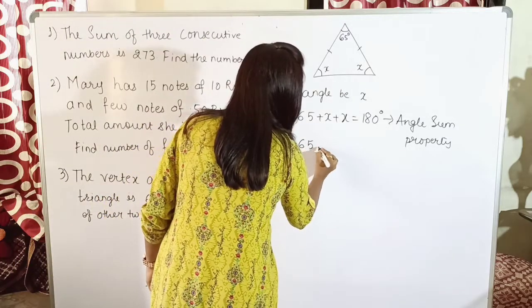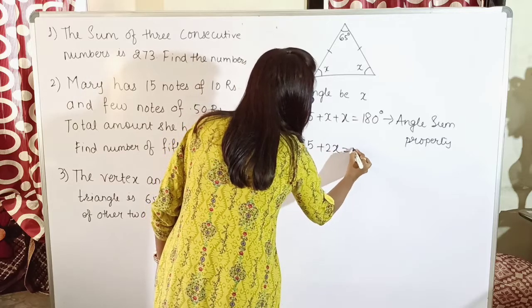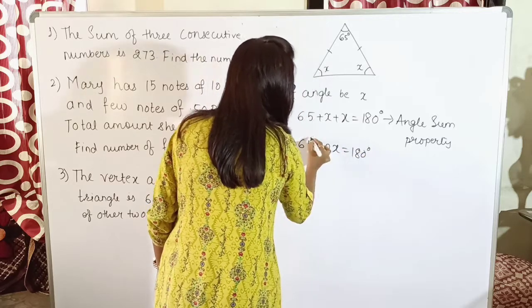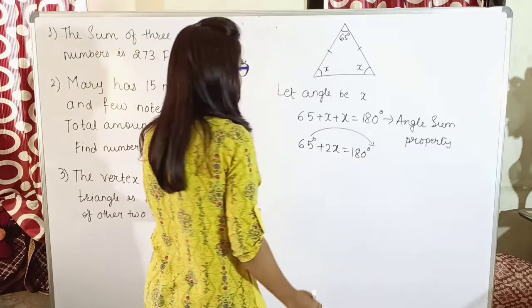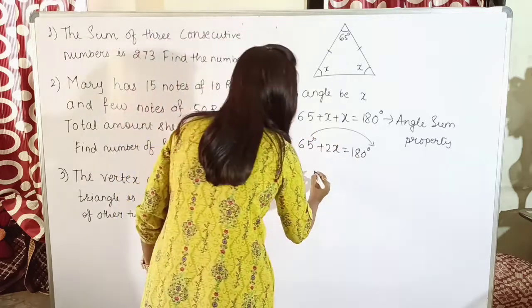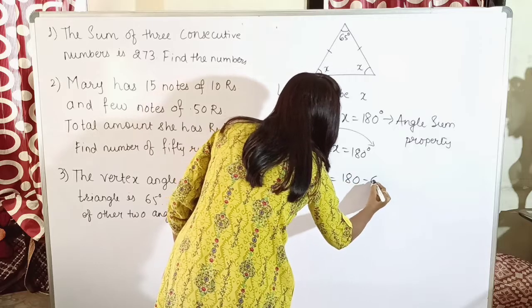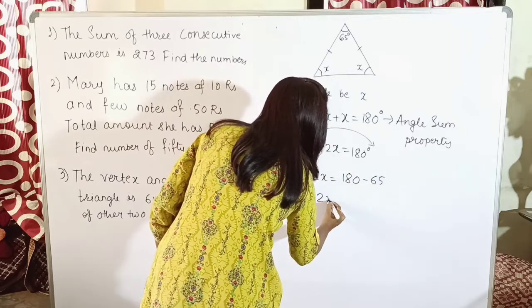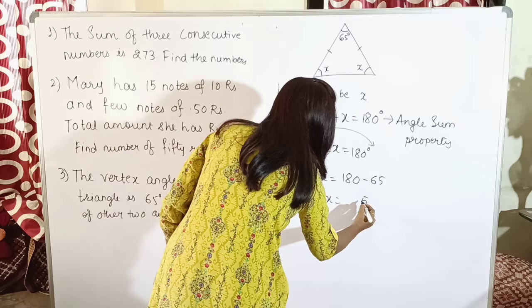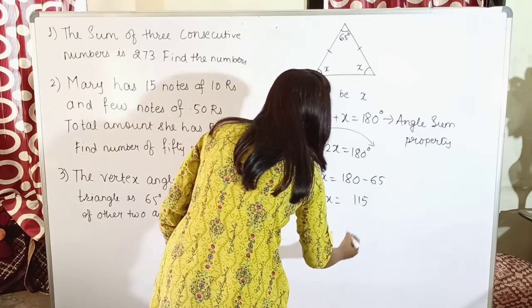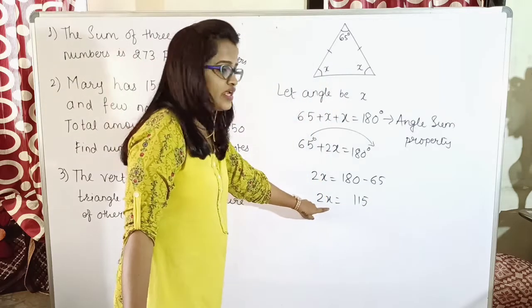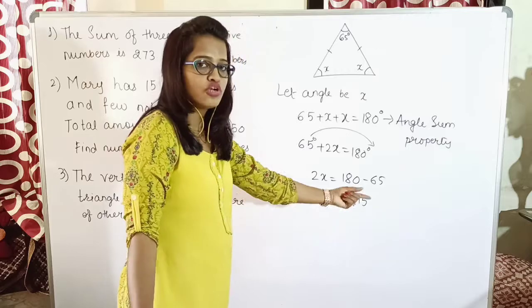It gives me 65 plus 2x equal to 180 degrees. Let us shift this 65 to the other side. Here it is in addition. After going to that side, it will go in subtraction, which gives me 180 minus 65. Yes, so 2x equal to 115.